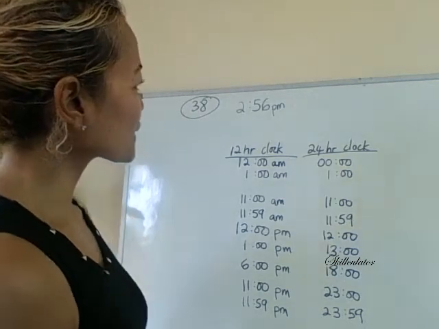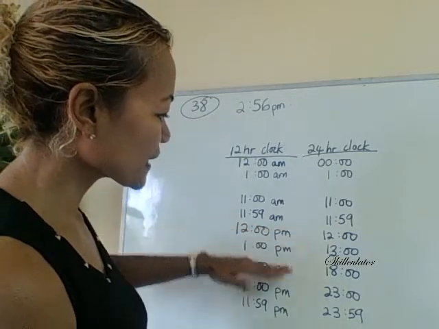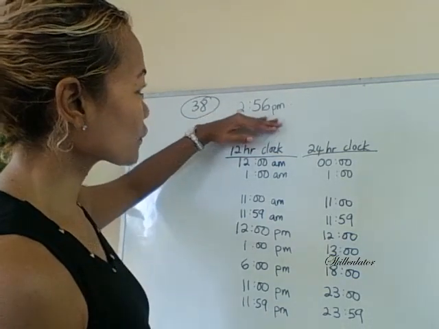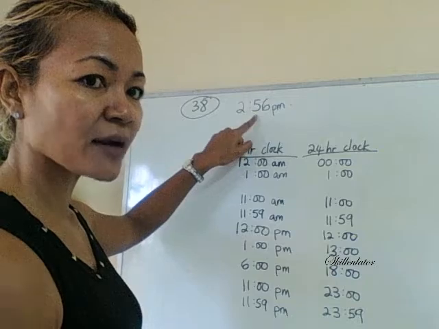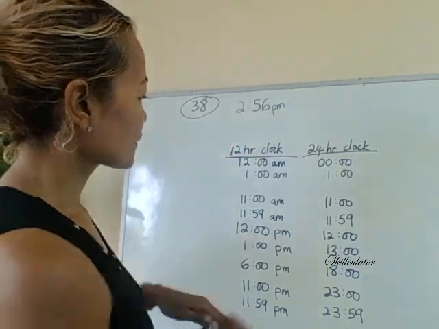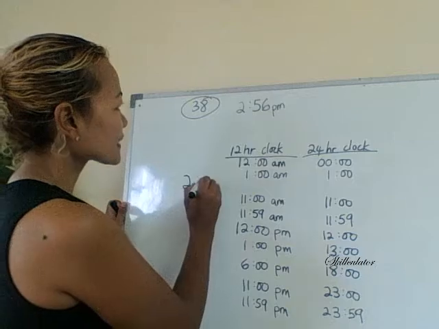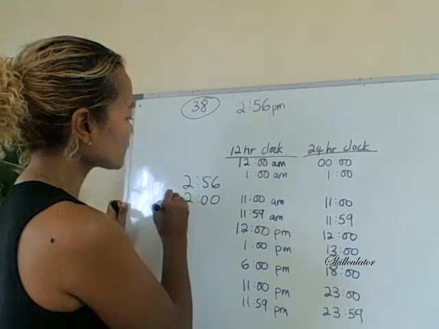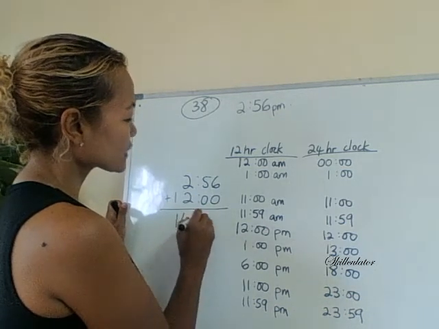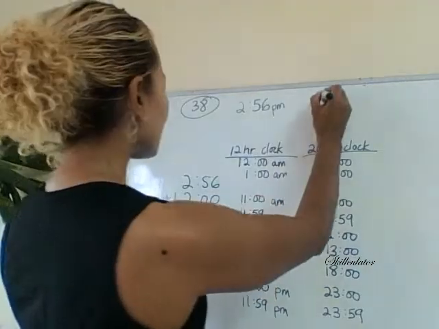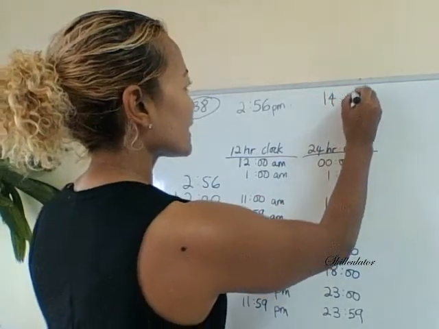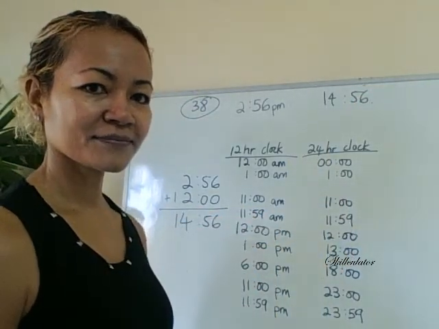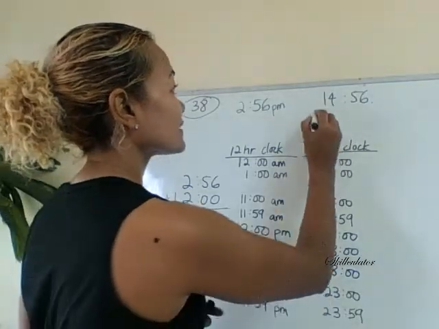So how do we approach this? It is PM, so PM is when you start adding the 12. Don't worry about the minutes because we don't have any minutes to add, we're just adding hours. So we have 2:56, you add 12, and you have 14:56. So this is actually 14:56 on the 24-hour clock. And that's your answer.